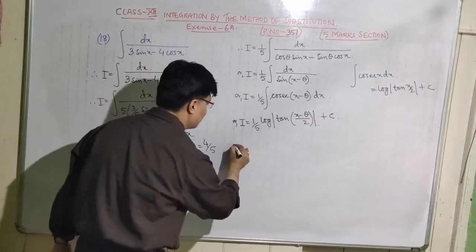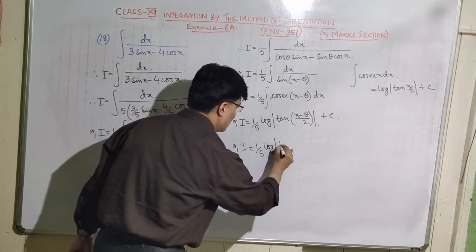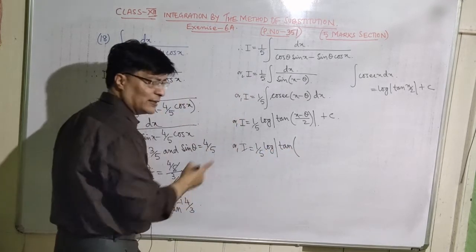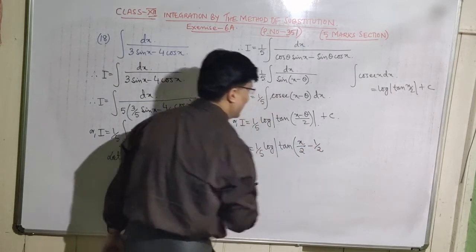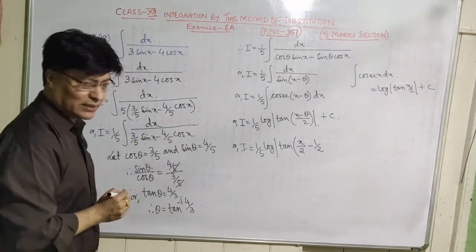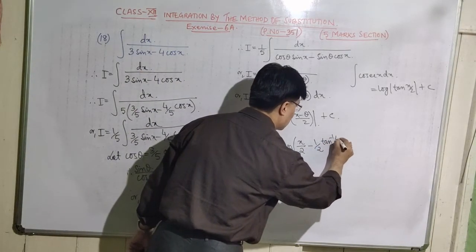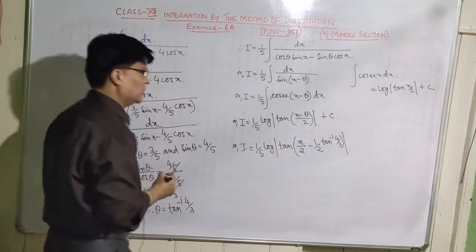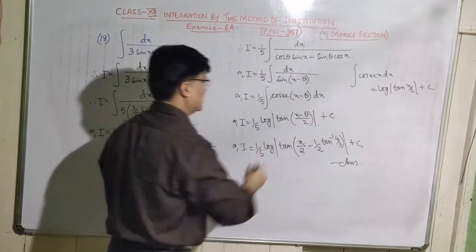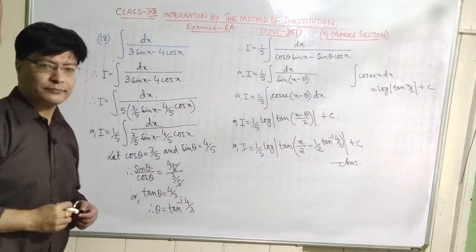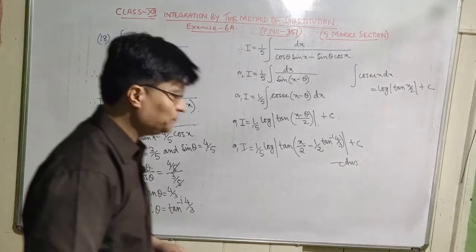Now let us put the value for theta. I is equal to 1 upon 5 log of mod tan of, within bracket, let us separate the term, x by 2 minus half. What is the value for theta? It is tan inverse 4 upon 3. You can write here tan inverse 4 upon 3, mod sign closed, plus c. So this is the final answer. I think you have understood it, so you can copy it. Now we'll do the next question.